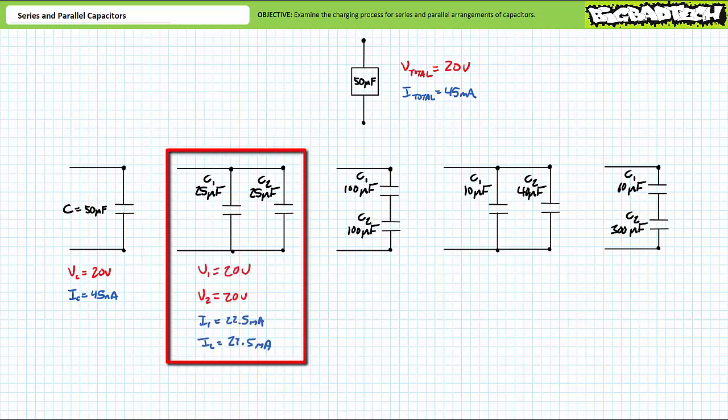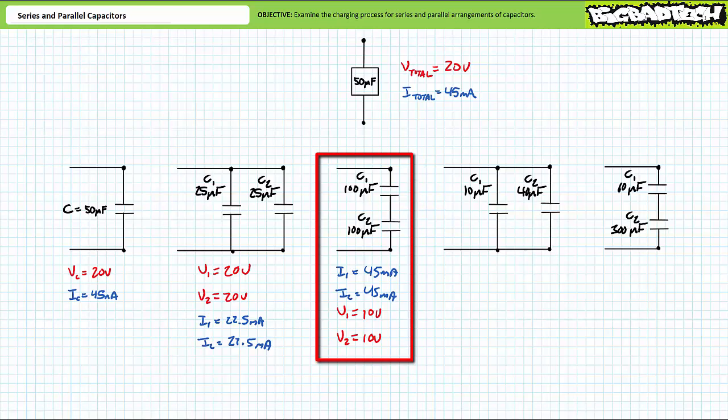Scenario 2. If the elements inside the box labeled 50 microfarad were a parallel combination of two identical 25 microfarad capacitors, the voltage across these capacitors would be the same, and current would divide evenly between them. V1 equals 20 volts, as does V2. I1 equals half of 45 milliamperes, or 22.5 milliamperes, and I2 is the remaining 22.5 milliamperes.